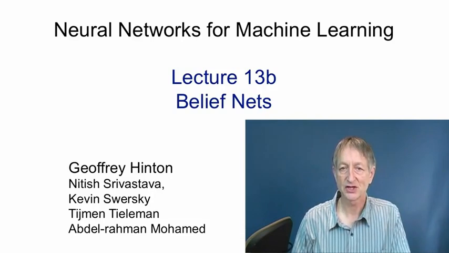Boltzmann machines were actually a very early example of a graphical model, but they were undirected graphical models. In 1992, Radford Neal pointed out that using the same kinds of units as we used in Boltzmann machines, we could make directed graphical models, which he called sigmoid belief nets. And the issue then became, how can we learn sigmoid belief nets?